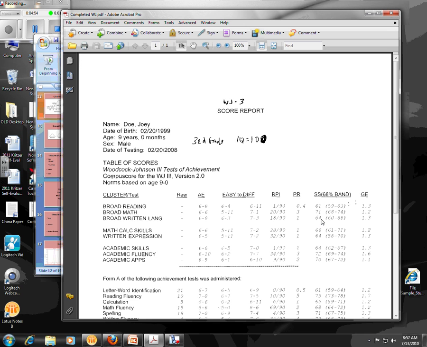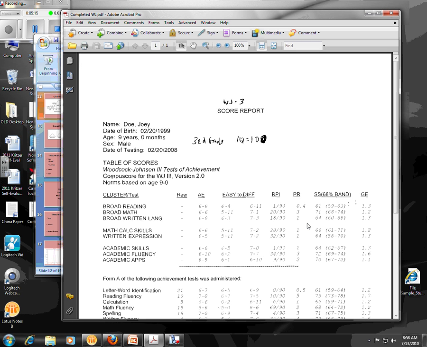We require that the student have a 1.3 standard deviation difference. In other words, a 20 or more point discrepancy in order to qualify. And in this case, this student would qualify in all three areas.